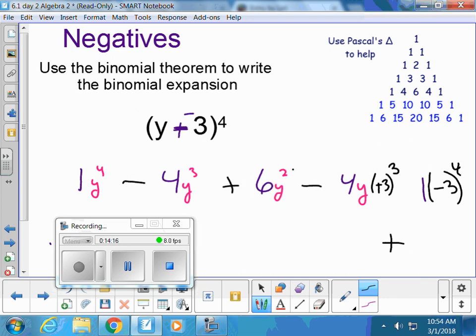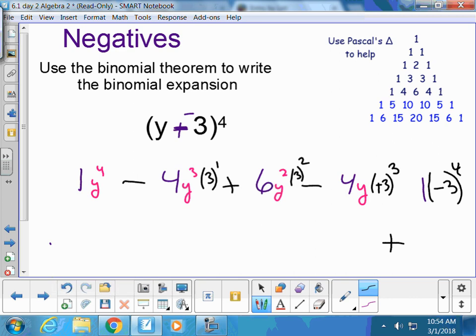This term will be, I'll just write it with a 3. 3 squared. It will turn positive. This will be 3 to the 1st. And there's no 3 in my first term. My first term's done. It's y to the 4th.